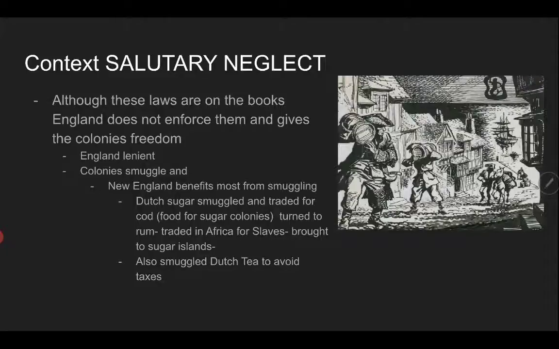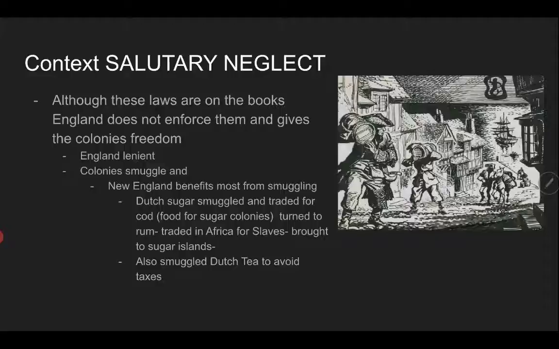So while we have these laws on the books, England is looking the other way. Salutary neglect is probably the biggest concept to remember for this whole unit, because as people are smuggling their Dutch sugar, as people are doing all of this, the English are like, well, let them do it. They're pretty lenient. Since we talk about a mother country, it is actually easy to think about a parent.